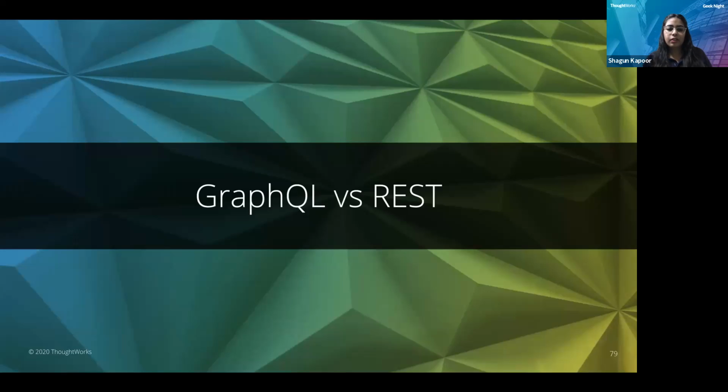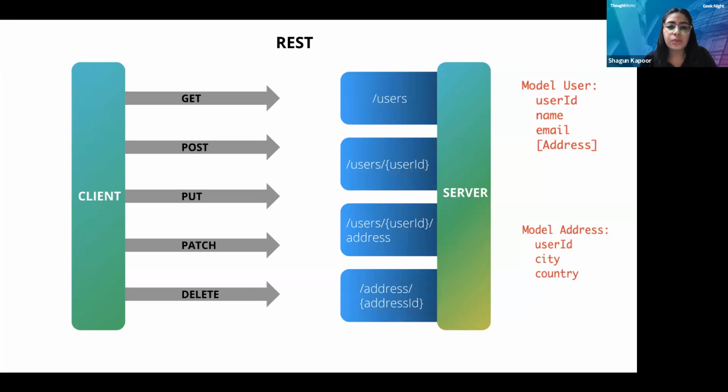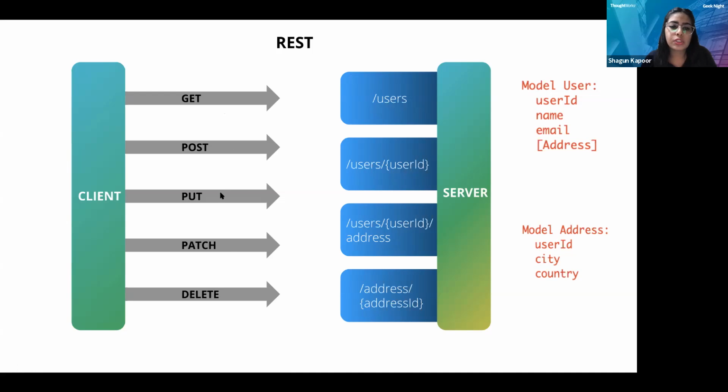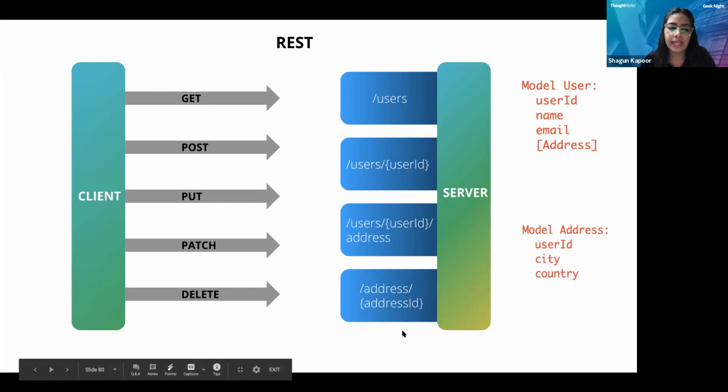Till now, we have learned a lot about the features and core concepts of GraphQL. Now let's see how GraphQL is actually better than RESTful APIs. So considering this client server setup, the REST API exposes multiple endpoints or paths to different HTTP methods like get, post, put, patch, and delete. It is the server that defines which paths are open to the client for fetching or updating the resources.